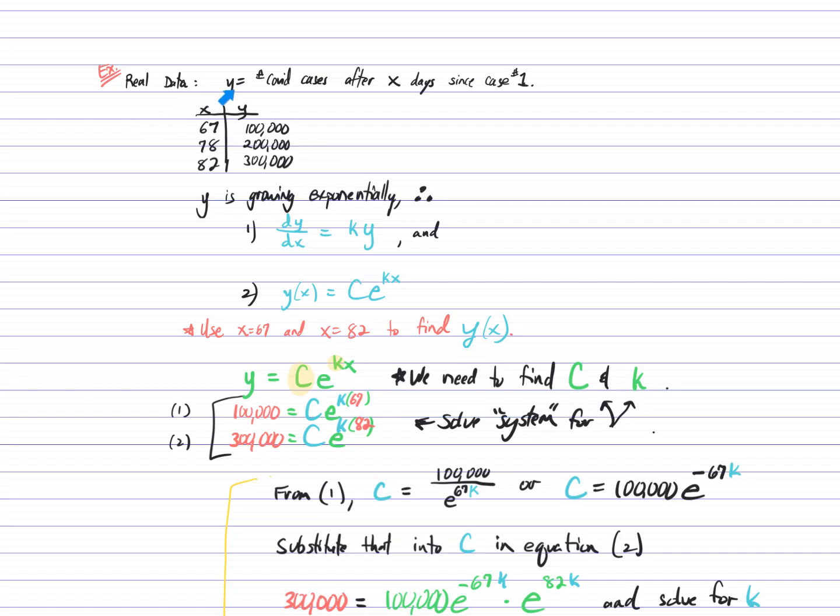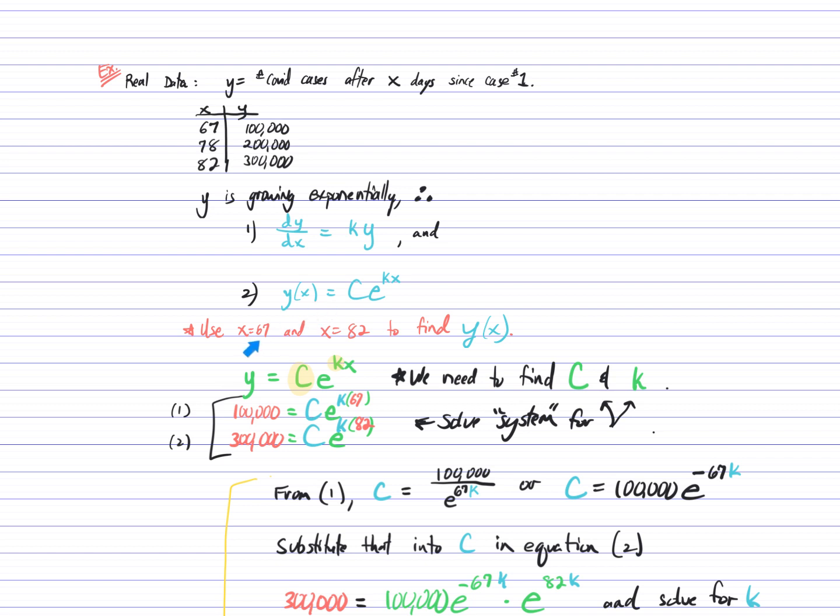A quick example, this comes from real life data where y is the number of COVID cases and x is the number of days since case number 1. After 67 days, we had this many cases. After 82 days, 300,000 cases. So another 100,000 in just 11 days, and then just 4 more days to get another 100,000. Seems to be growing exponentially. So this would be its differential equation, and this would be its equation for y.